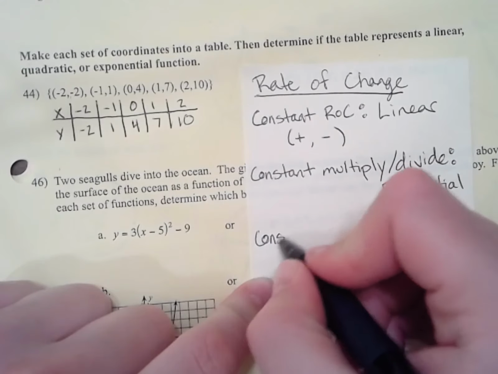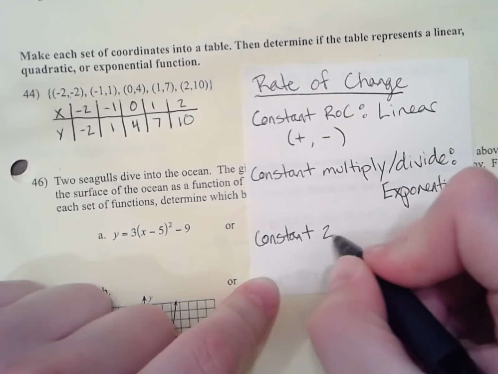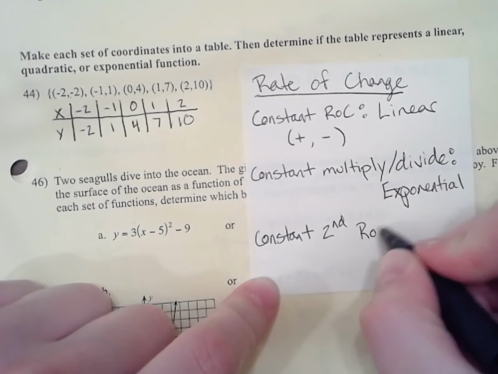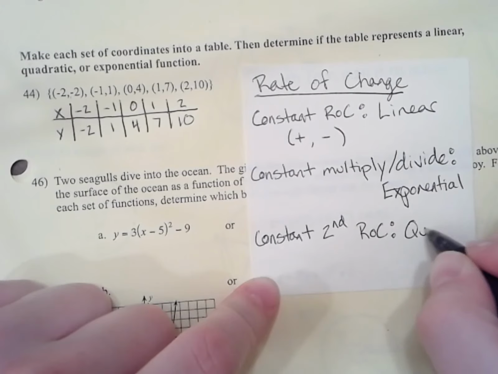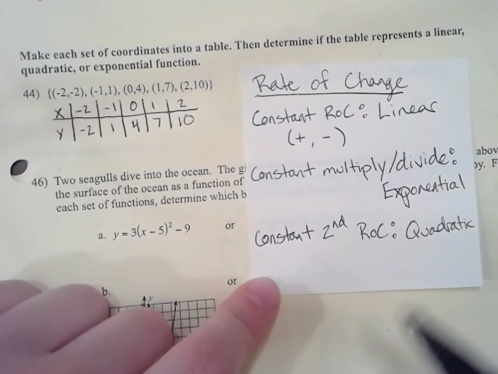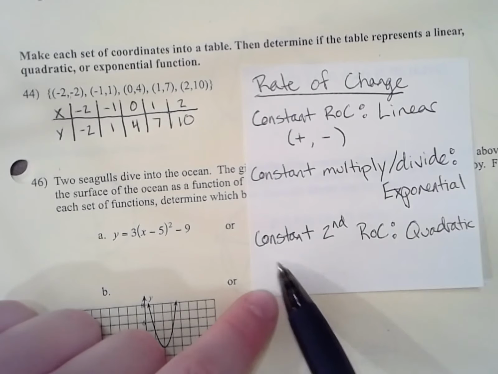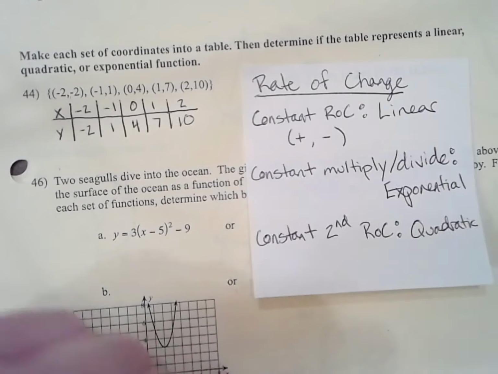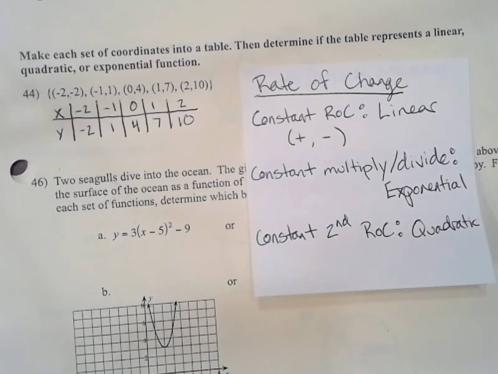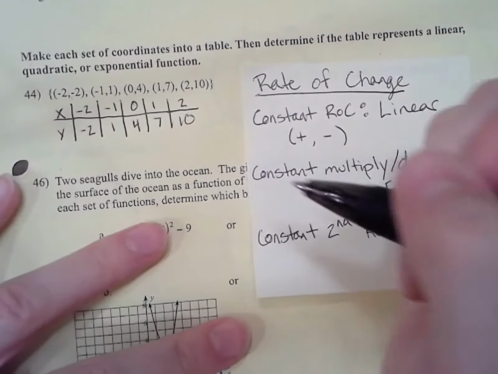And if you have a constant second rate of change, that is quadratic. And we'll look at what that looks like in just a second. But if it does not match any of these, then you have none of the above. So let's take a look at how everything is changing here.